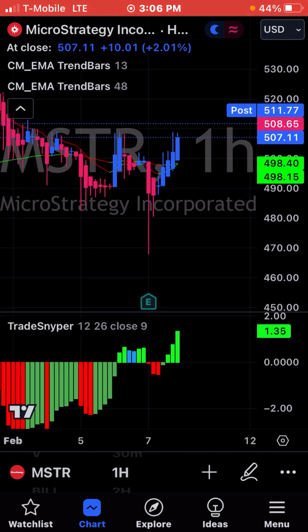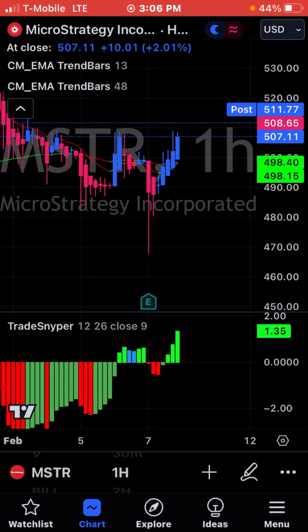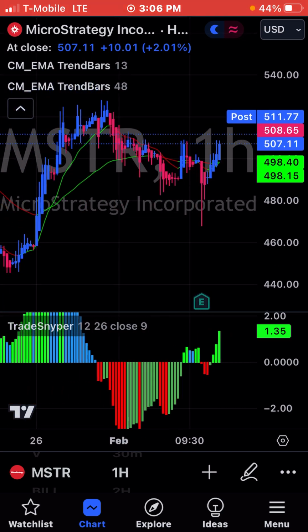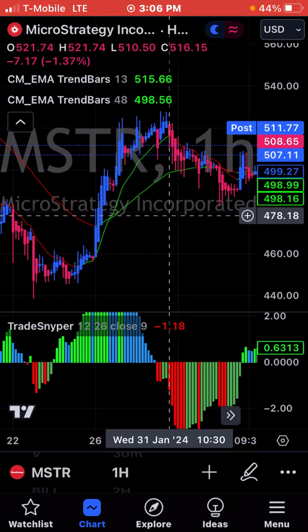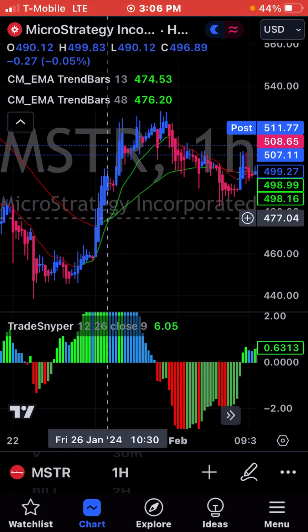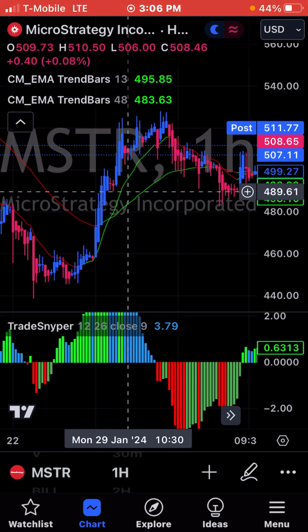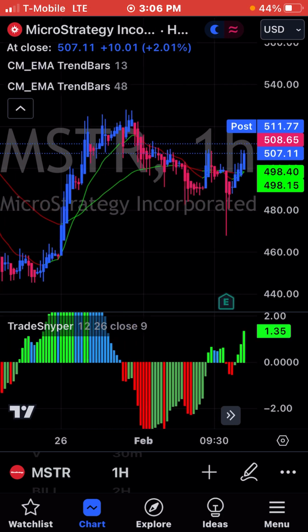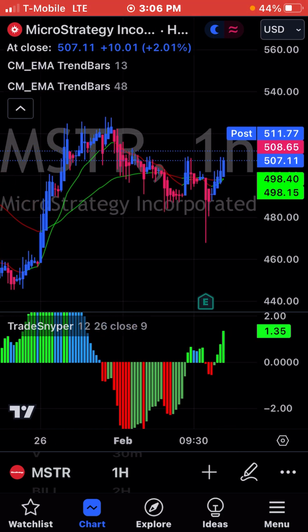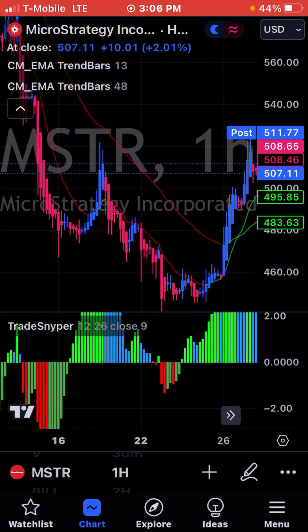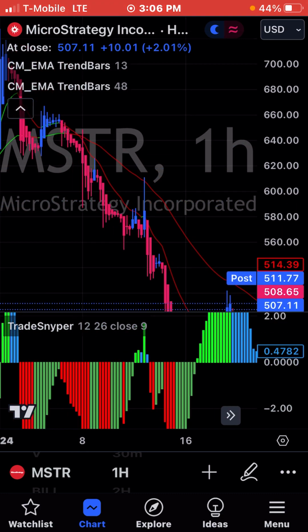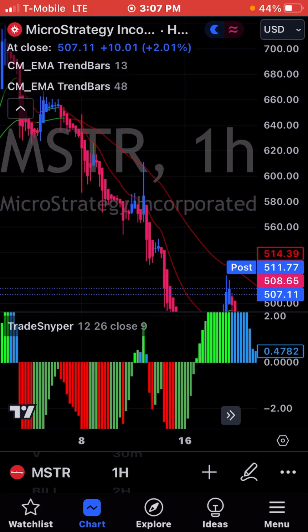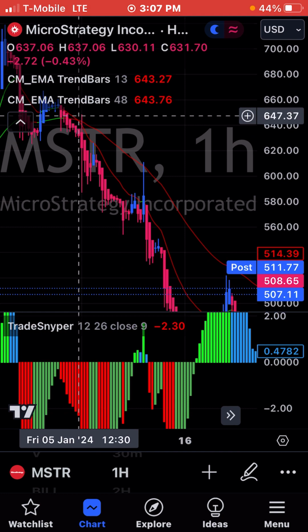So you can tell that MicroStrategy is kind of going sideways right now. The last time there would be any kind of good profit would be right here. But you could have rode that out, and if you did options with this, it'd be really expensive. So it looks like a bunch of sideways action. So let's look at some other scenarios here. Now we see MicroStrategy, it's a confirmed downtrend right up here.